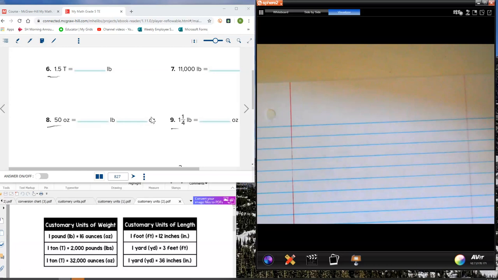Oh, I remember that one. Shakes, buys, donuts. So that means that we're going to be dividing. So smaller to bigger, we're going to divide. I'll take that 50 ounces and I'm going to look at how many ounces are in one single pound. It looks like here on my customary units of weight, 16 ounces are equal to 1 pound.